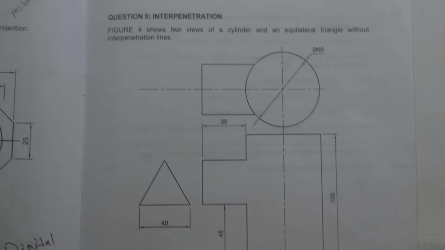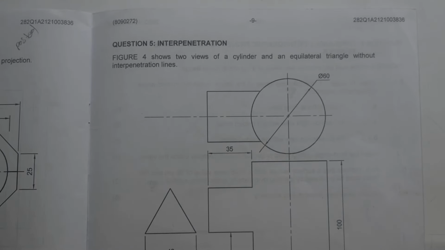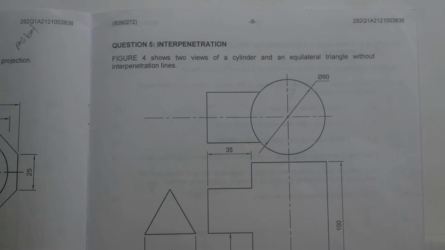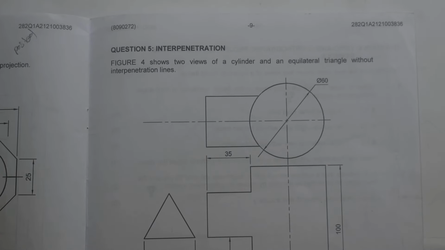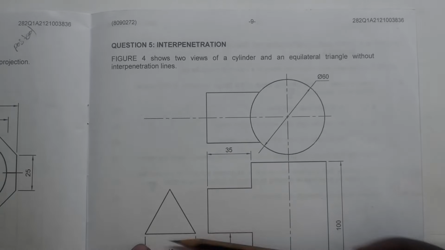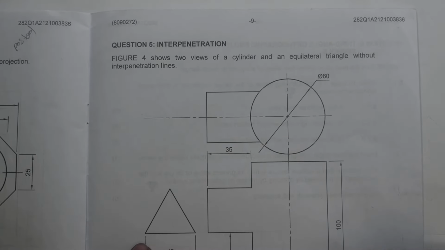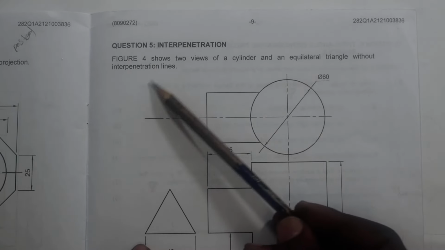Figure 4 shows two views. Do you see where I'm reading two views of a cylinder and an equilateral triangle? That equilateral triangle, we are going to draw it twice. It's supposed to be this one and this one, and we are going to call it an auxiliary view. You understand? Equilateral triangle, without the interpenetration line.